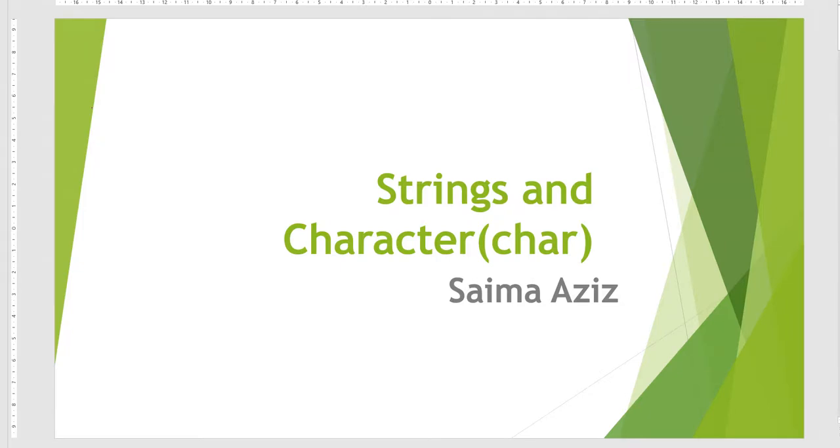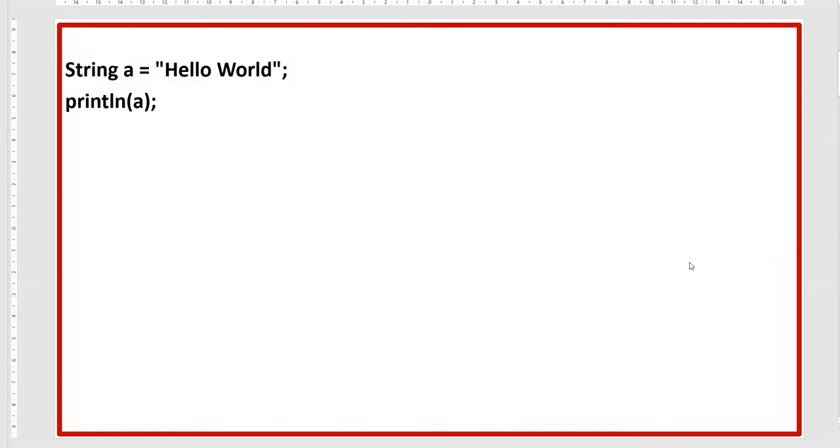In this lesson, I will explain to you strings and character data types, and I will show you what the difference between them is. A string, as we have discussed, is a data type and it should start with the capital letter S. Then you write the variable name and initialize it. A string is a sequence of characters, and you have to write it in double quotation marks.